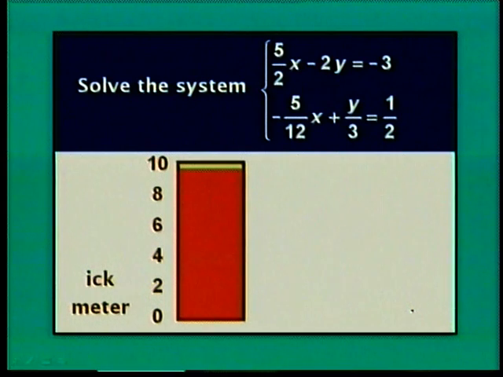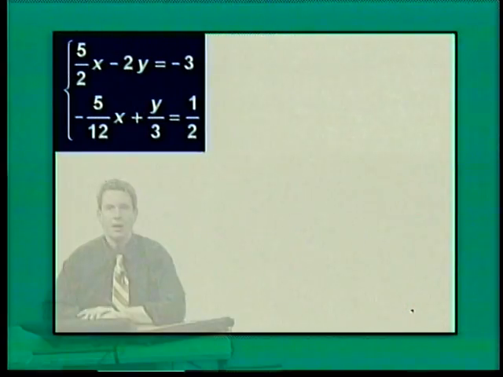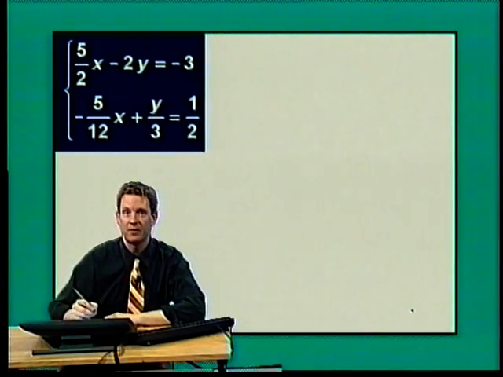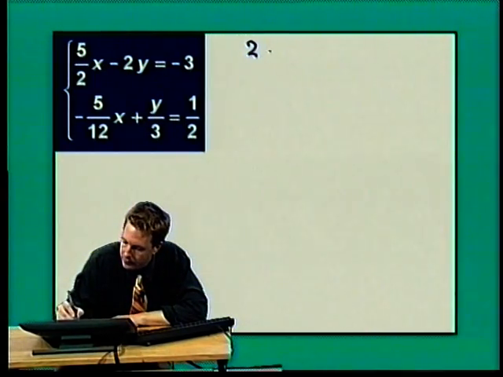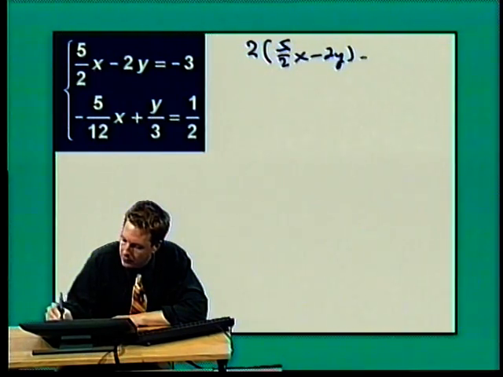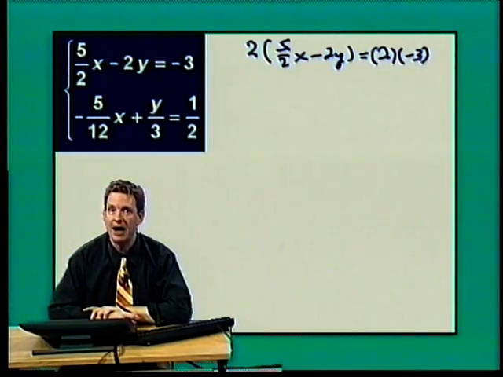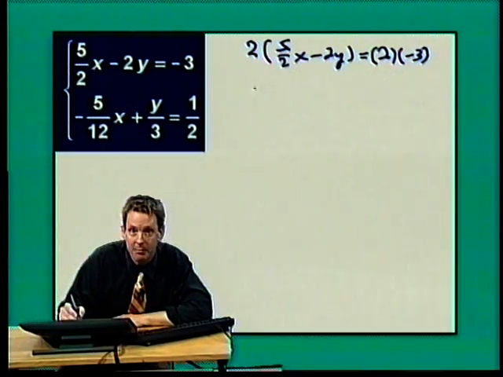A way we could reduce the ick meter is we could eliminate the fraction from both equations in the system before we set about trying to find the solution to the system. So let's do that. We can eliminate the fraction of 5/2 in the first equation if we multiply both sides of the first equation by 2. In the second equation, my fractions have denominators 12, 3, and 2. The least common multiple of 12, 3, and 2 is 12. So I can eliminate the fractions if I multiply both sides of the equation by 12.